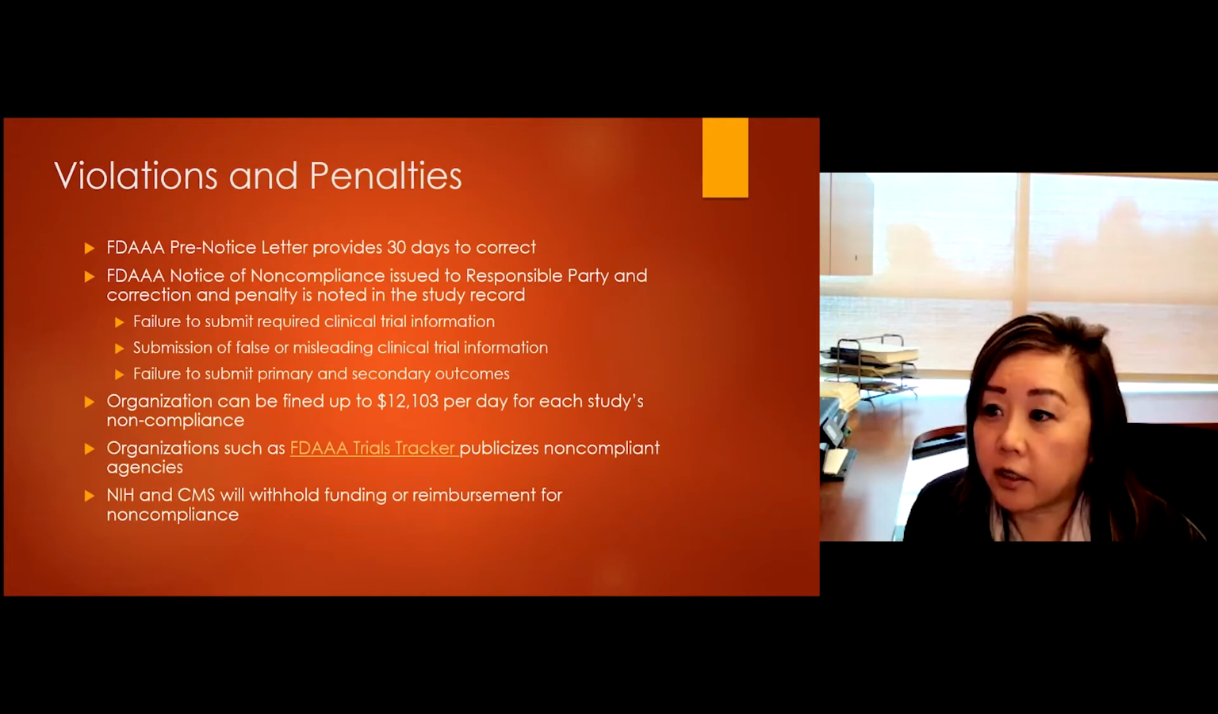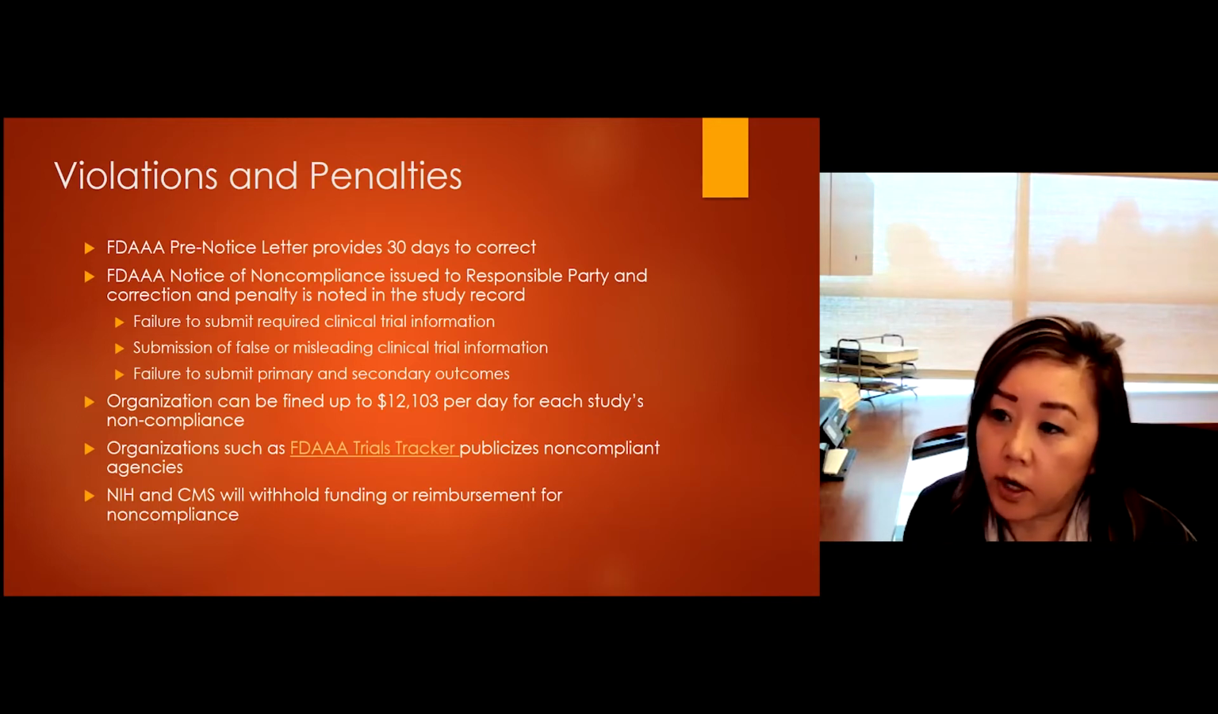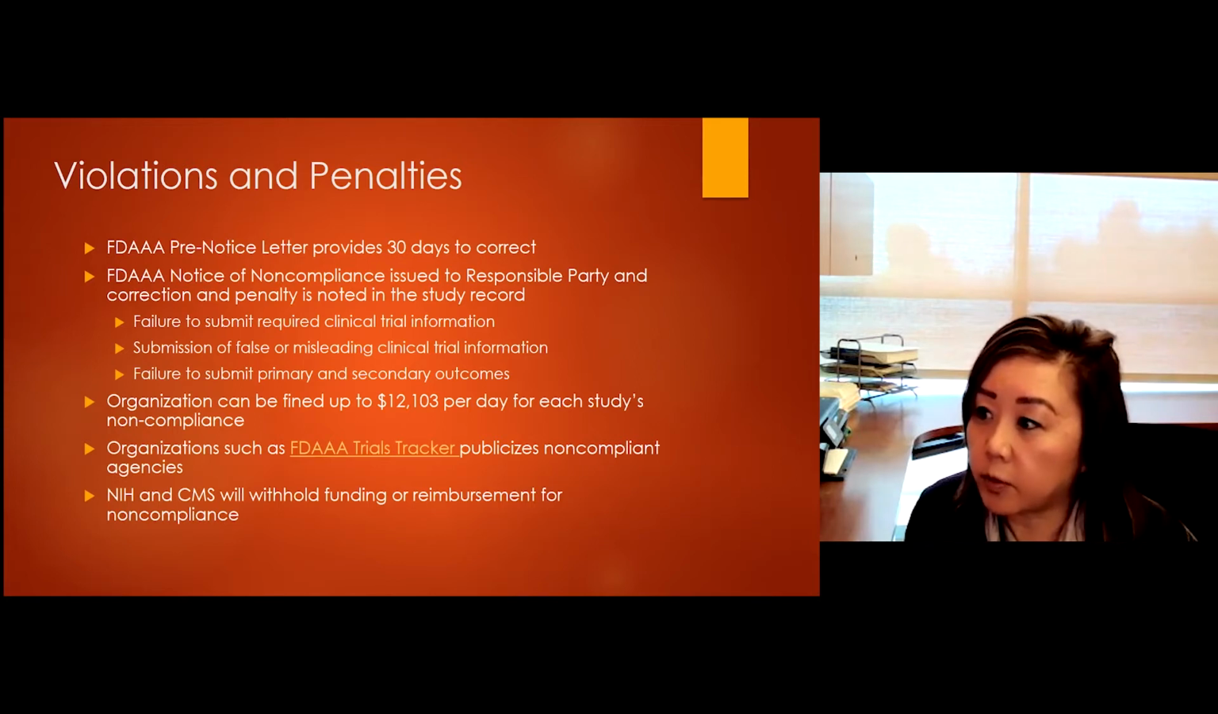And then in terms of violations and penalties, FDAAA issues pre-notice letters, and they'll provide a 30-day notice to correct. An FDAAA notice of non-compliance is then issued if there is no change within those 30 days. So the non-compliance letter would be issued to the responsible party, and then will require correction, and the penalty will be noted on the study record.